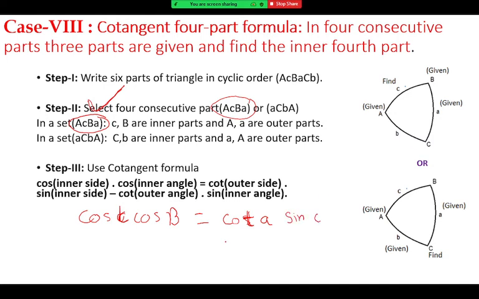C. Yes. Cos of C, cot of the outer angle, capital A. Correct. Into sine of the inner angle, capital B. That's one. So this is the formula we created.